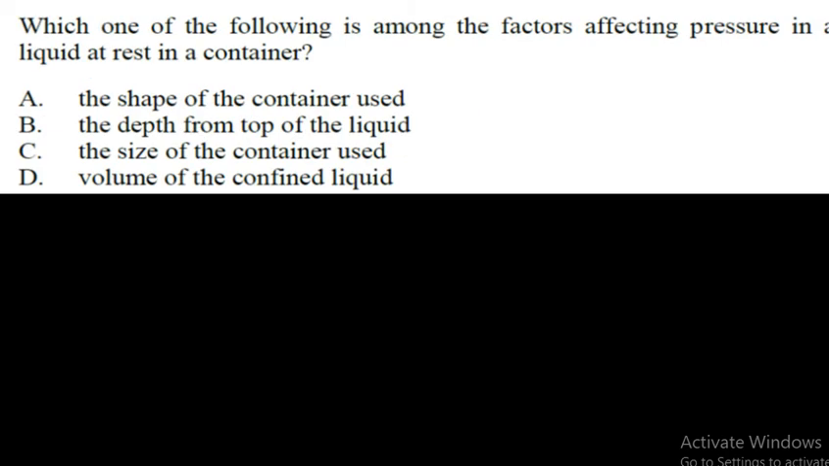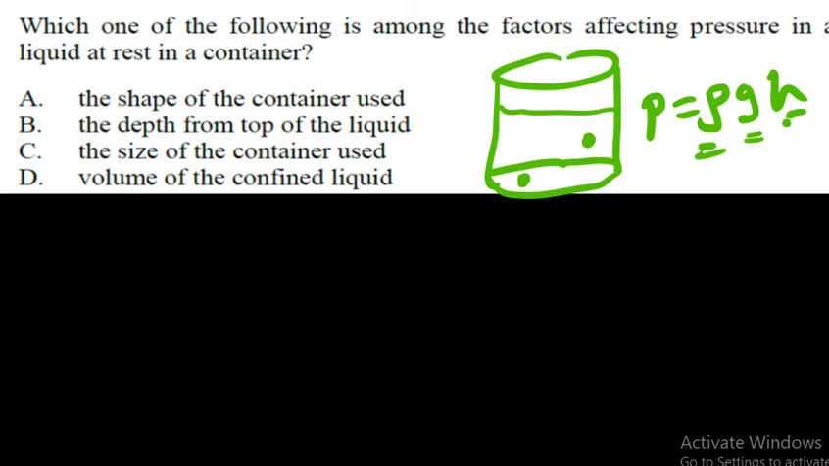The next question says, which one of the following is among the factors affecting pressure in a liquid at rest in a container? Consider any cylinder with some liquid, it might be water or any other liquid. If you put two different objects at different levels, what will be the pressure on those objects? Remember the formula for pressure in a liquid at rest: pressure is equal to rho g h. Rho means the density, g means gravity, and h is the height or the depth.